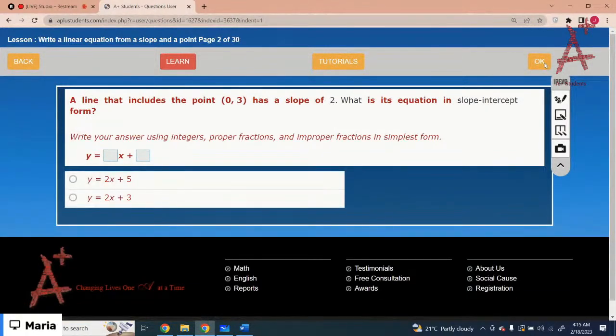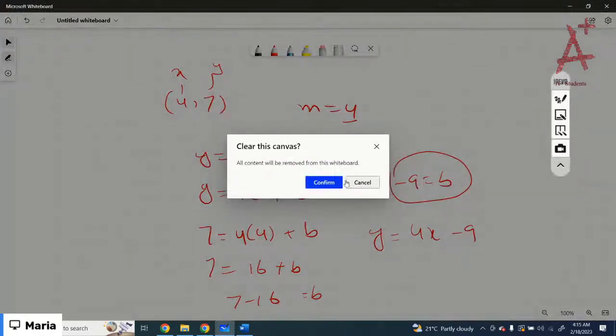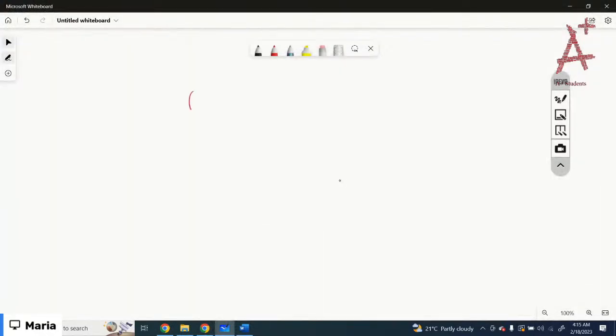Next: a line that includes the point (0, 3) and has a slope of 2. Okay, the point is (0, 3) and the slope is 2. So just use the same approach: y equals mx plus b. We have the value of m, so it would be y equals 2x plus b. Got it? You can just put in these two values.